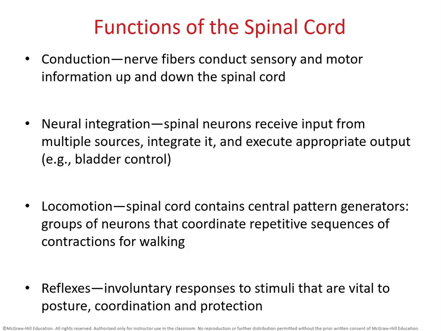Next, our spinal cord is responsible for locomotion. Groups of neurons are able to coordinate the complex repetitive sequences of muscle contraction and relaxation that are required for walking. And finally, our spinal cord has reflexive actions, and these are involuntary responses. We don't control them, we don't plan them. Involuntary responses to stimuli. These reflexes help us to maintain our posture and coordination and protect us from injury.